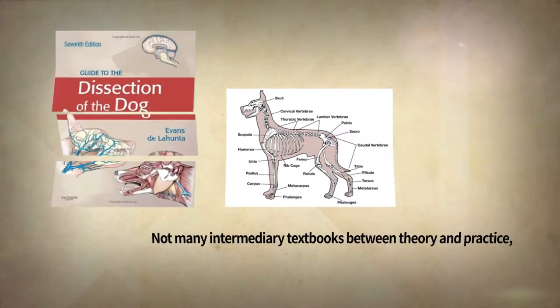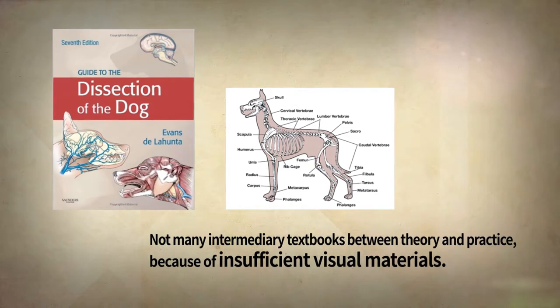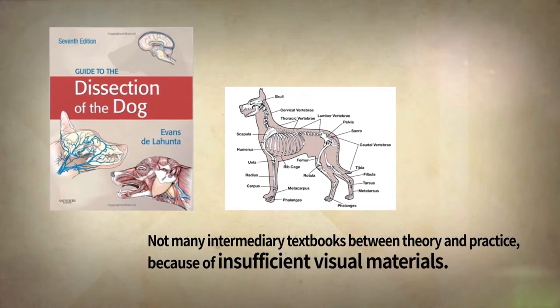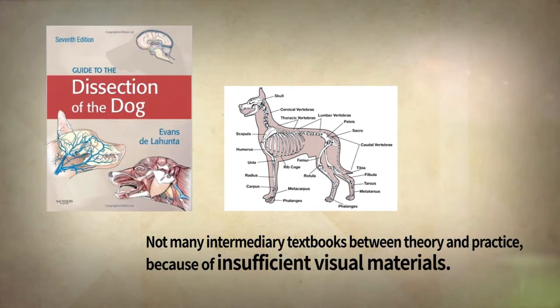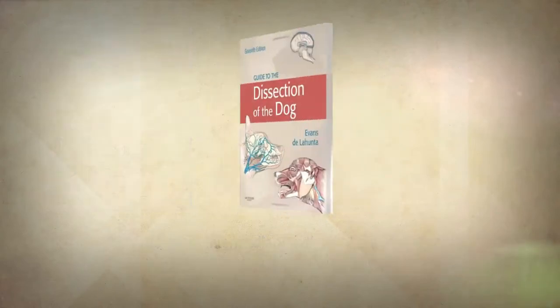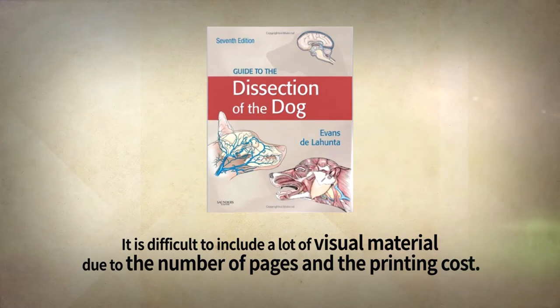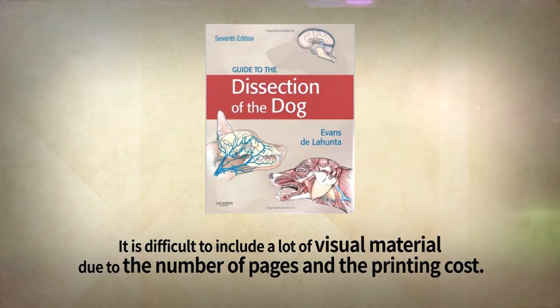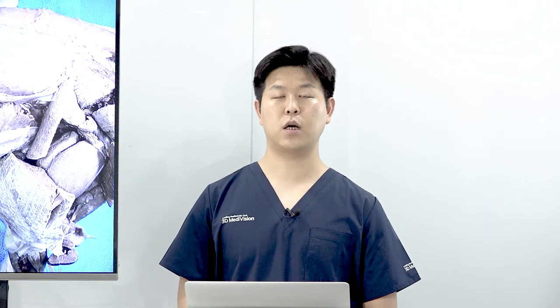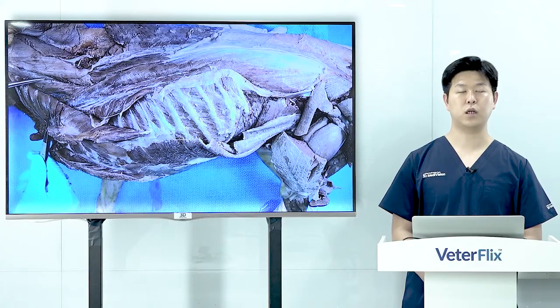The textbook dog anatomy guide only has pictures of the structure of the dog, but no pictures of how to dissect them. It's difficult to include a lot of visual material due to the number of pages and the printing cost. That's why we created video materials to help with how to dissect, to find, and to check parts.